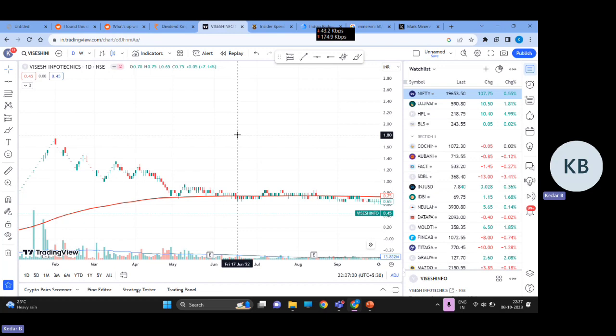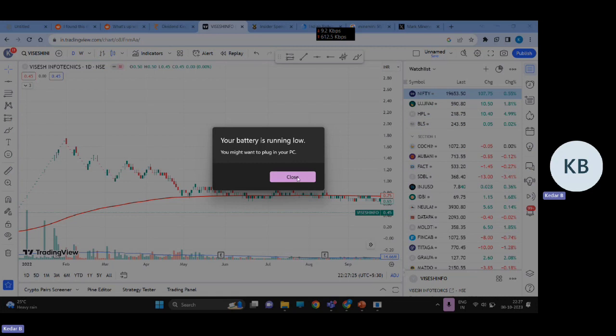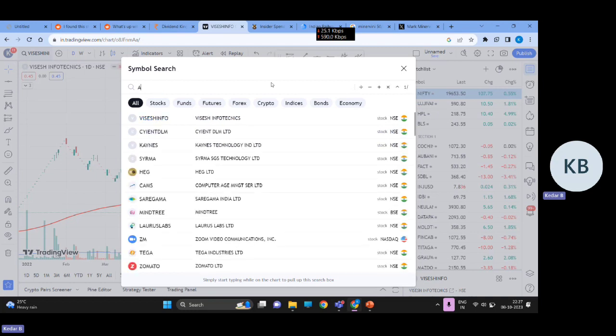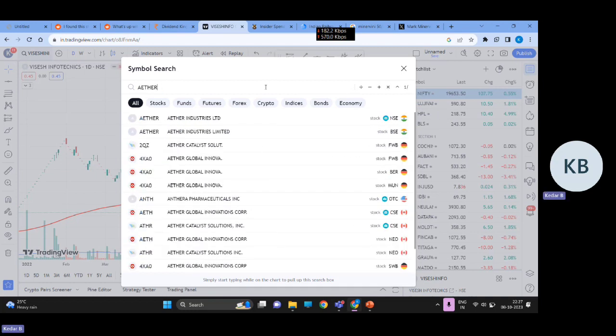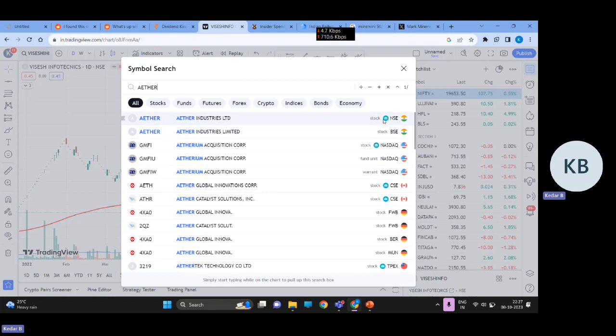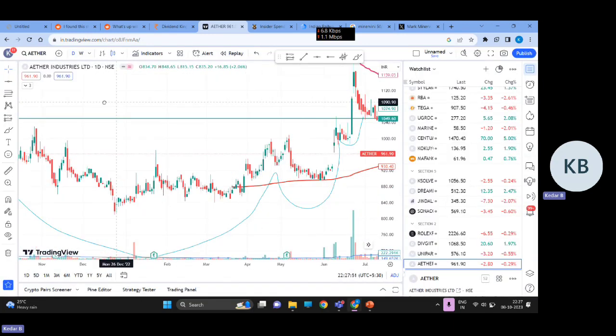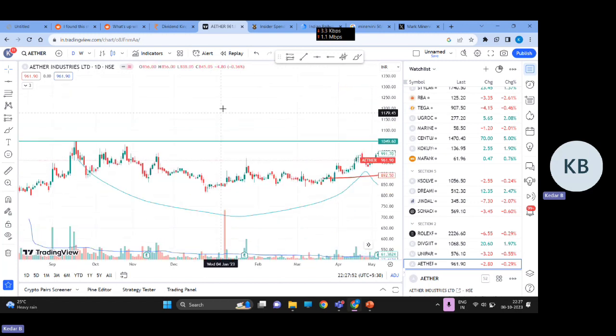When I filter stocks or when I want to buy stocks, I usually buy stocks which are in both NSE and BSE. Suppose I want to buy Ether. I'm giving you just an example. It is listed in both NSE and BSE. From this one, I choose NSE and I buy it. You can choose even BSE. Both are the same. It won't be much affected.